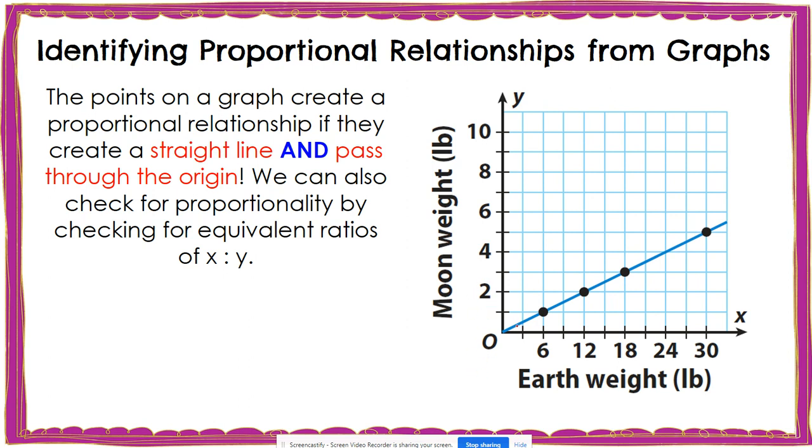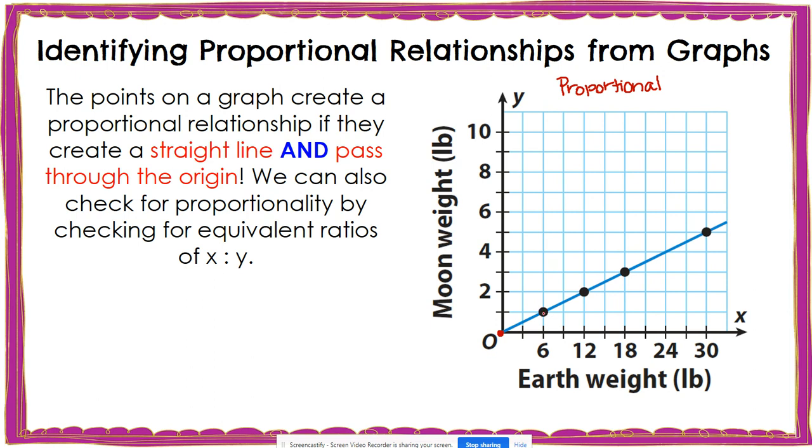So we can see here that these points create a straight line. We also can see that that straight line goes through the origin, which is right here at 0, 0. Because both of those are true, I can say that this graph shows a proportional relationship between the weight of objects on the Earth and the weight of objects on the Moon. If we weren't sure, we could always double check.